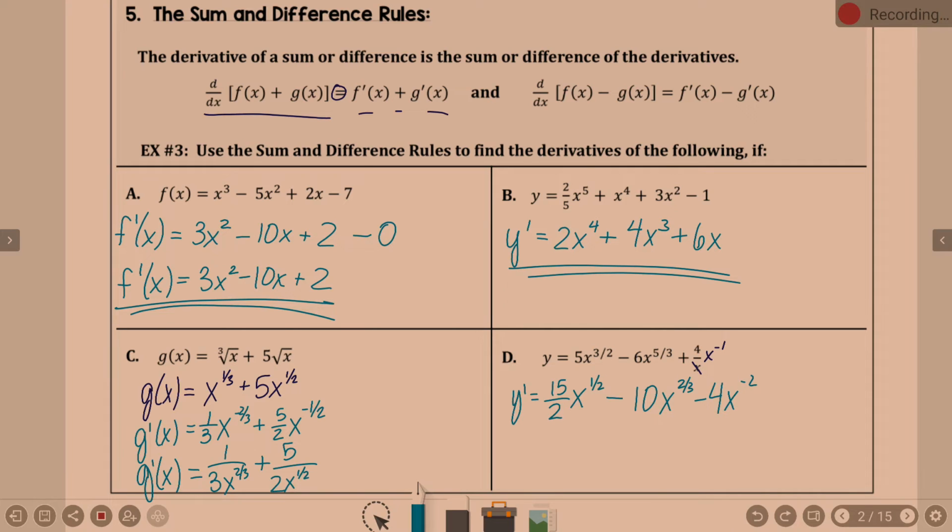Again, all I did was get rid of negative exponents here. So I still have 15 halves x to the 1/2 minus 10 x to the 2/3 minus 4 over x squared. Okay, 2 more at the top of the next page.